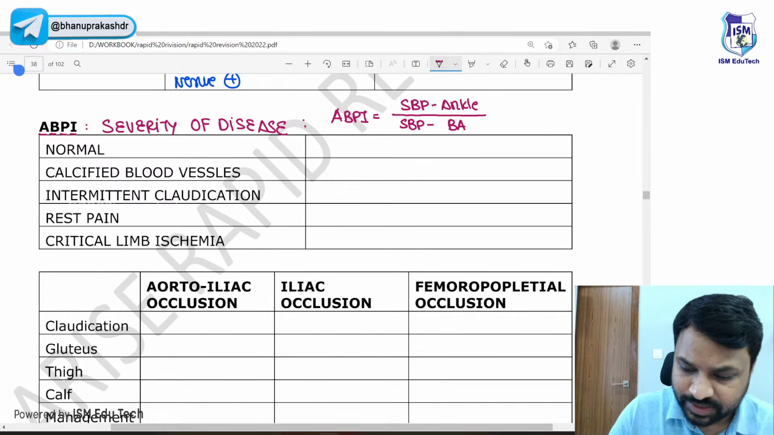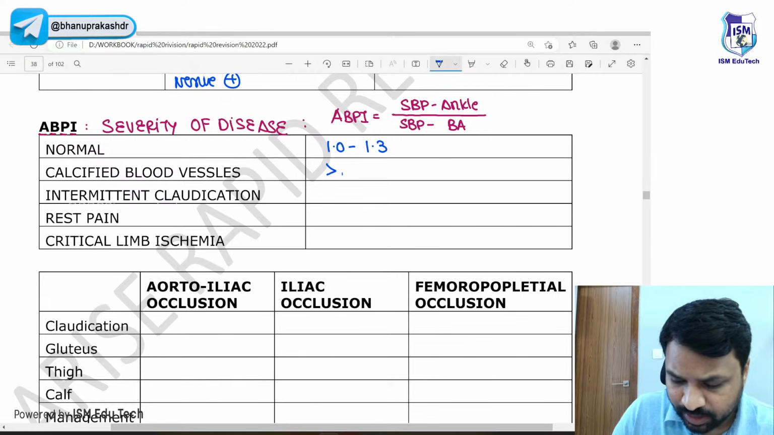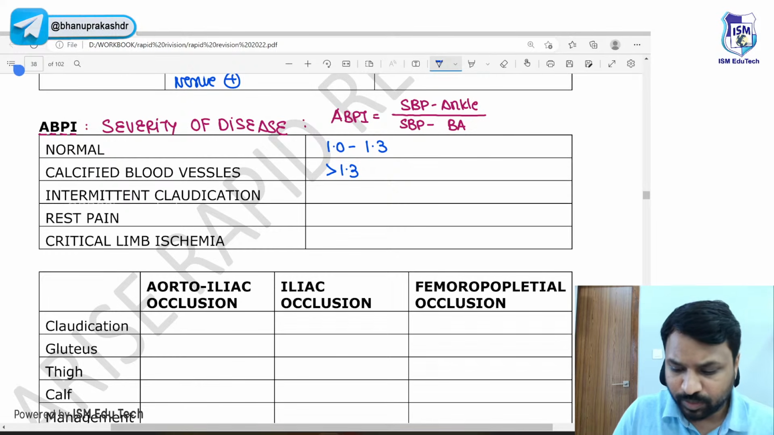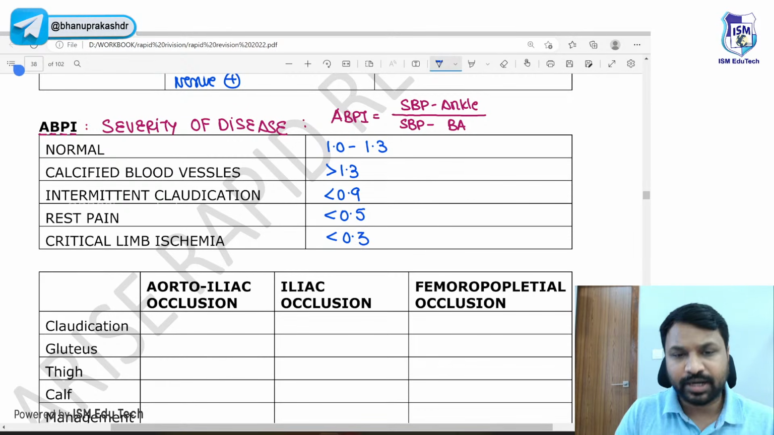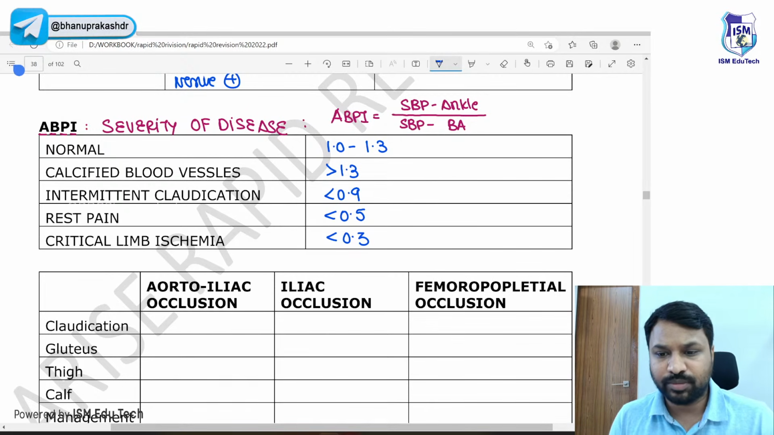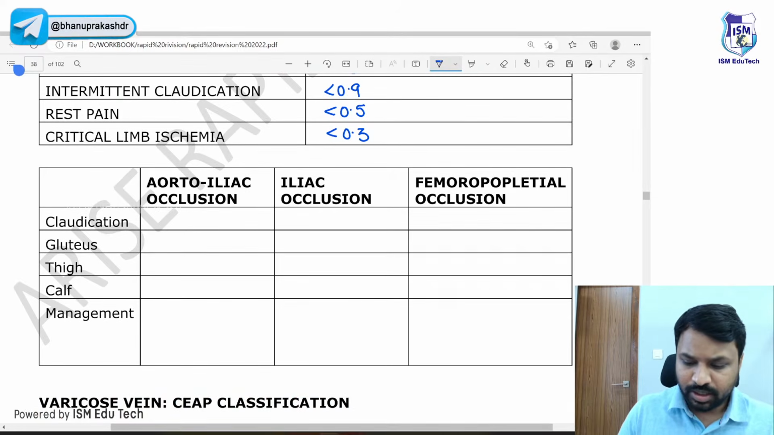Okay. So when we say the normal ABPI, it is going to be 1 to 1.3. In a calcified blood vessel, ABPI is more than 1.3. If it is less than 0.9, it is intermittent claudication. Less than 0.5, it is rest pain. And less than 0.3, it is critical limb ischemia, right?